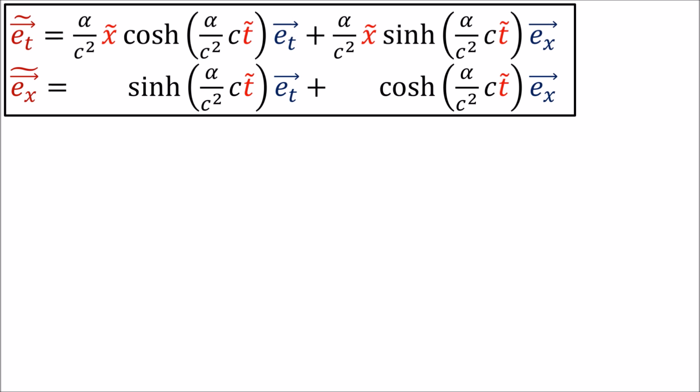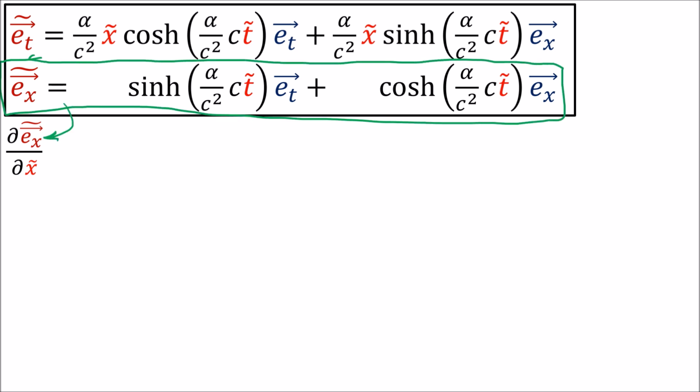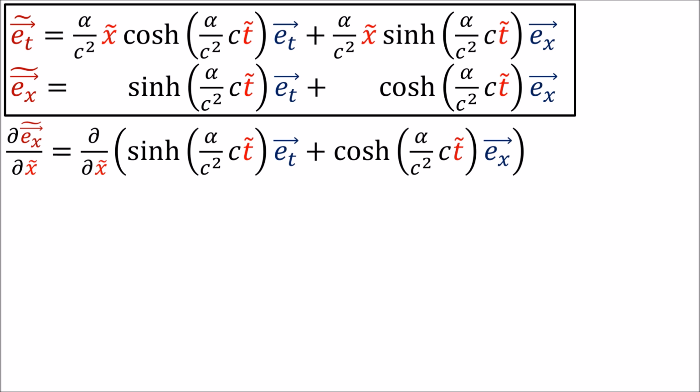We can take the derivative of e_x tilde in the x tilde direction by subbing in this formula for e_x tilde. It turns out that there's nothing in this formula that depends on x tilde. ct tilde does not depend on x tilde by definition, since it's an independent coordinate, and e_t and e_x are inertial basis vectors that are constant everywhere in spacetime, so they don't depend on x tilde either. So this derivative is just the 0 vector, meaning e_x tilde does not change in the x tilde direction.